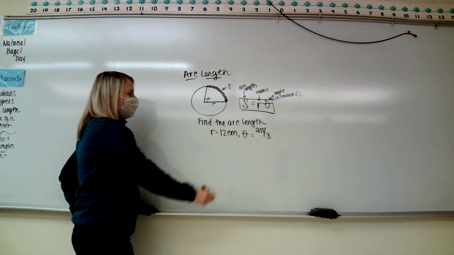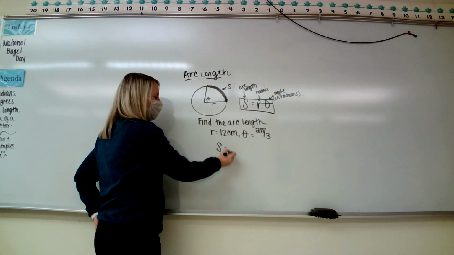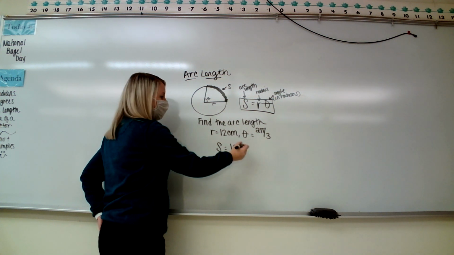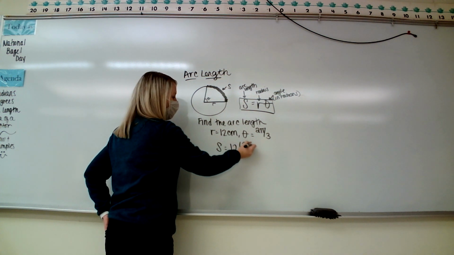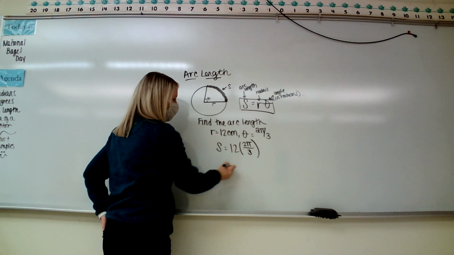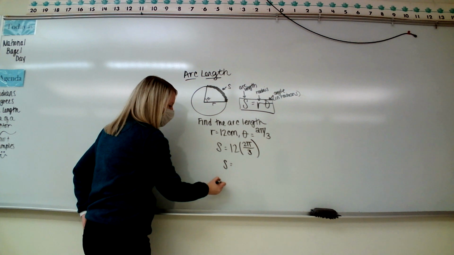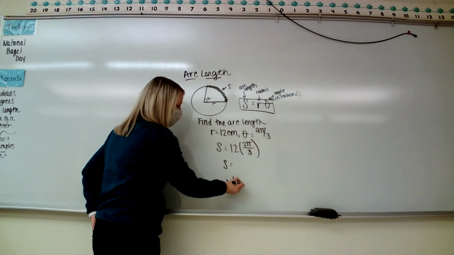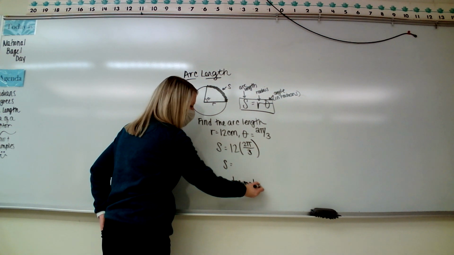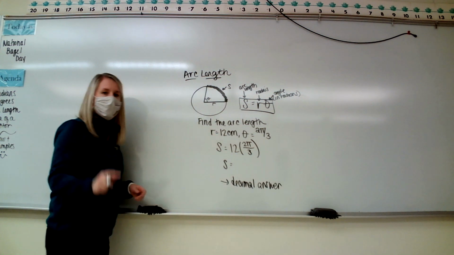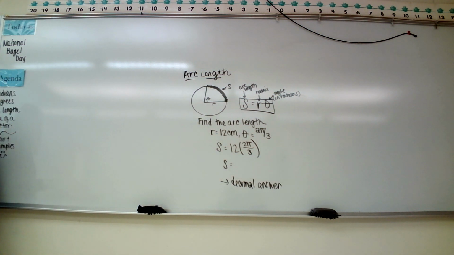So let's throw it in. S equals R is 12. And then the angle is 2 pi over 3. And we're going to plug it in as 2 pi over 3 because it's in radians. Now for these, I'm just going to get a decimal answer. So I'm just going to remind myself I want a decimal answer. I don't want an answer in terms of pi. So you're going to find your pi button and actually plug it into the formula. So I'm going to grab mine.